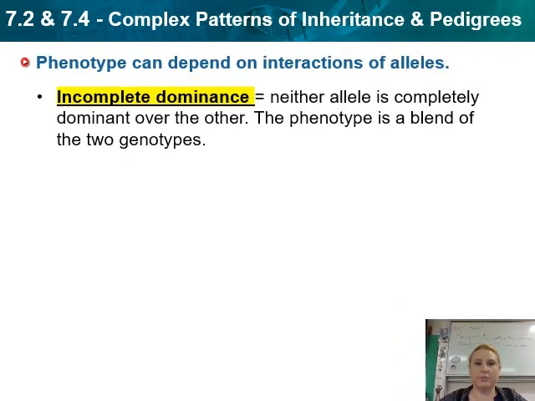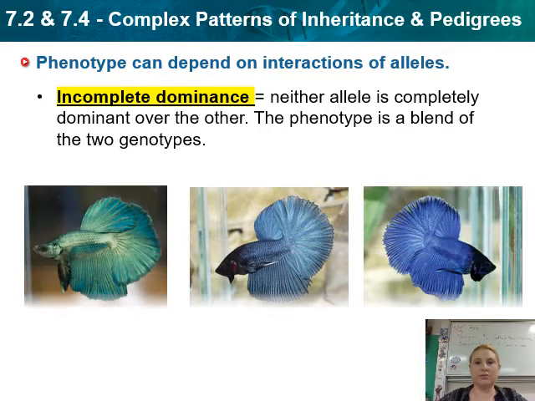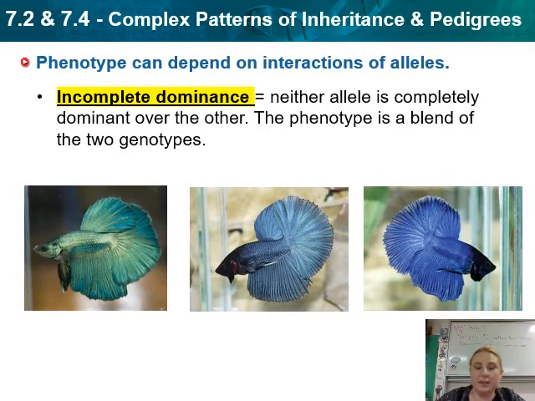So your phenotype can depend on an interaction of alleles, okay? So on a chromosome, you have multiple genes, many genes. And sometimes these genes interact, and these different forms of genes interact where the alleles are not completely dominant over the other. And so what will happen is we actually see a blending or a mixing of the two genes, okay?